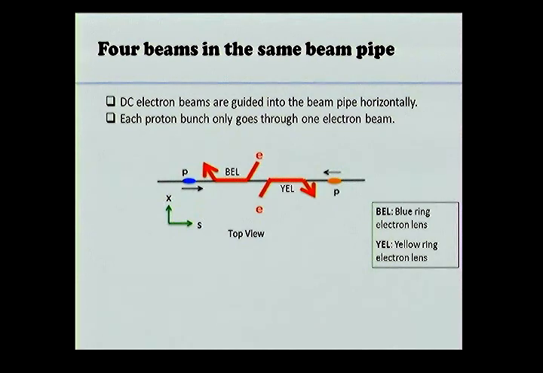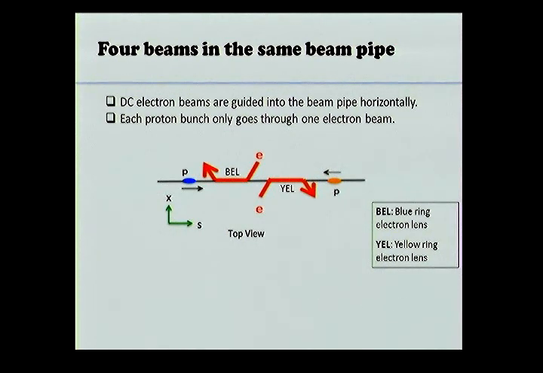There are 4 beams, 2 proton beams and 2 electron beams. How do we accommodate those 4 beams in the same beam pipe? First, let's look from the top. We guide the electron beams horizontally inside the beam pipe. The proton bunches from the blue ring only interact with the electron beam from the blue ring electron lens.